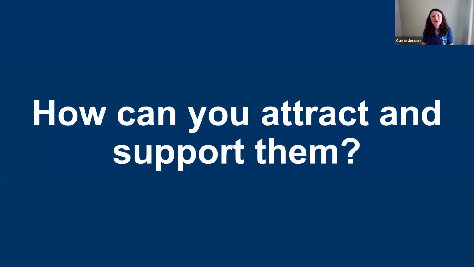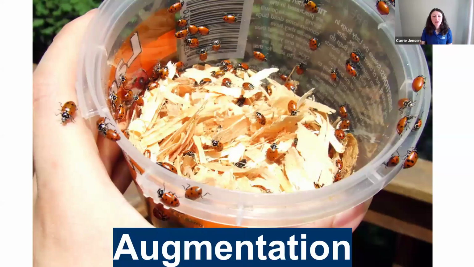Okay, so we've gone through some basic species to look for. Now let's talk about how do you attract them and support them in your garden. I wanted to talk a little bit about augmentation and importation of species. So the idea of, oh, I need beneficial insects. Maybe I should go get some and bring them to my garden. This is kind of a common practice. Like you'll see advertisements at nurseries and stuff for ladybug releases, for example, to augment into your garden.